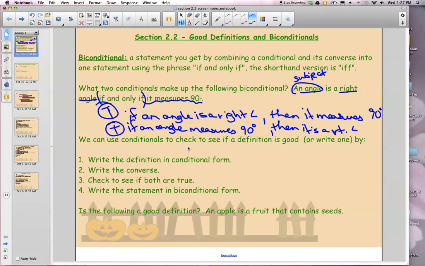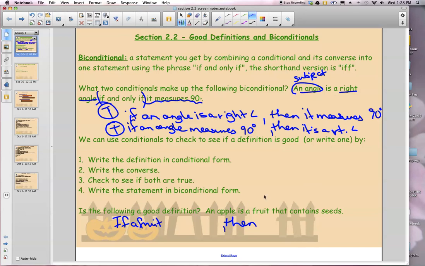So let's try using what we've learned about biconditionals, conditionals, and converses to see if a definition is good. Okay, so here's the example. Is the following a good definition? An apple is a fruit that contains seeds. Okay, well, the first thing we're going to do is write it as a conditional. So we're going to put in the words if and then. We're going to talk about the subject. What is the subject? We're talking about fruit. So that goes by the if.